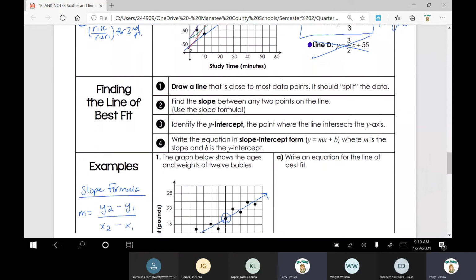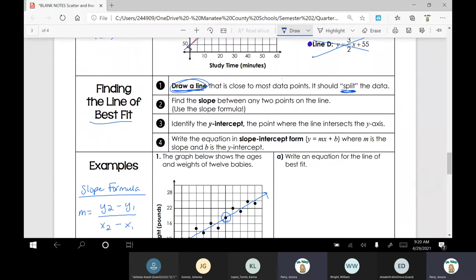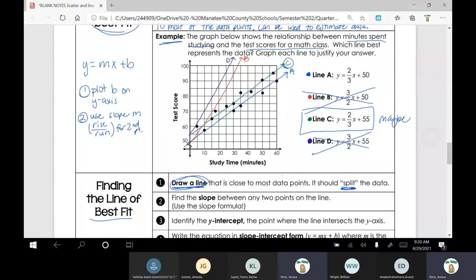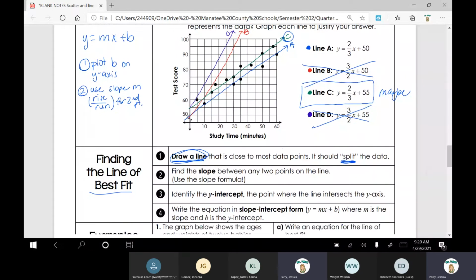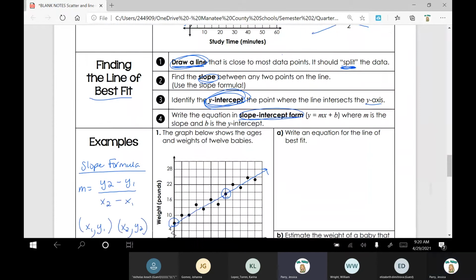Okay, so when you're doing this to find your line of best fit, first you want to draw a line that is close to most of the data points, and it should split the data. Like you can see here for our first example, that line choice C split the data in half. There's about an equal number of points above and below that line. And then number 2, you find your slope between any 2 points on the line. You use your slope formula, which we'll go over again. And then identify the y-intercept, the point where the line intersects the y-axis. And then you write your equation in slope-intercept form, y equals mx plus b.